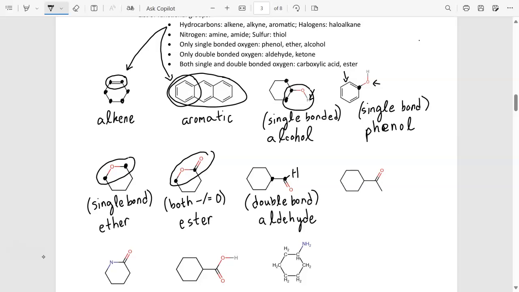Okay, but in the next example, you'll see that that's double bonded as well. But this time, the carbon that's part of that carbonyl group has a carbon on both sides of it. So when that happens, that's when you have that ketone.